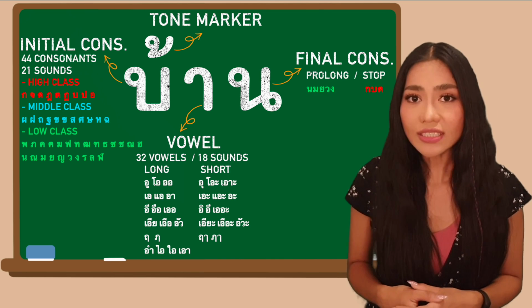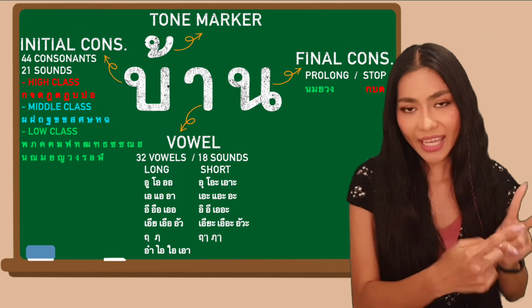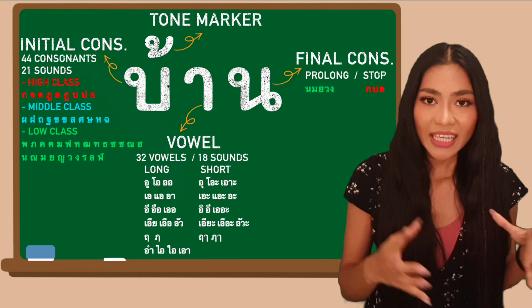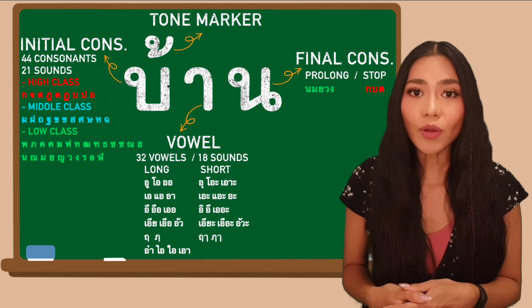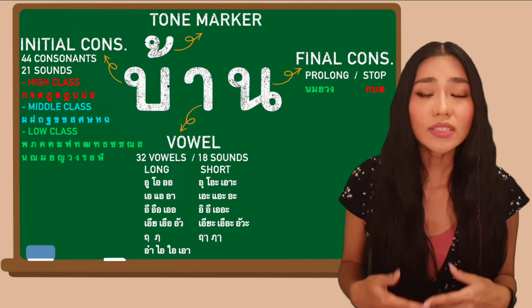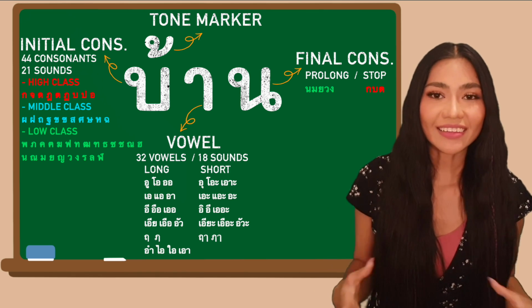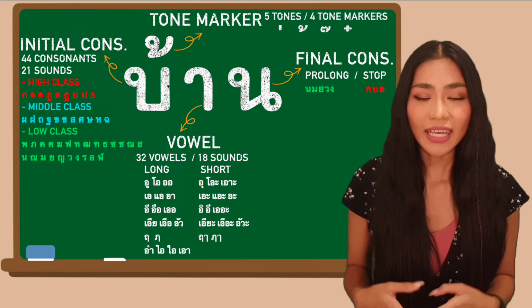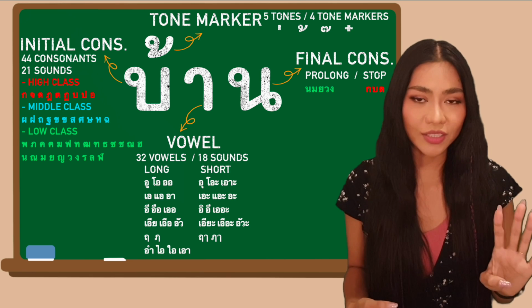Next, we have final consonants. Final consonants are divided into two main groups, stop ending sounds and prolonged ending sounds. In Thai, we only have 8 ending sounds. 3 of them are stop ending sounds and 5 of them are prolonged ending sounds. And lastly, we have tone markers. In Thai, we have 5 different tones, but only 4 tone markers.